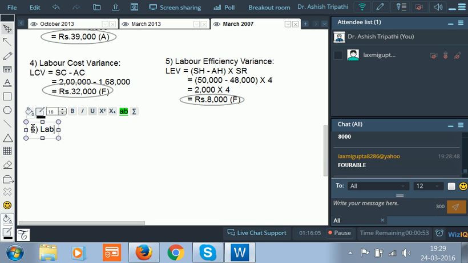In the same way, let us calculate the last part as well. Sixth, labor rate variance. So labor rate variance is equal to standard rate minus actual rate into actual hours. We'll have to just put the values in this.